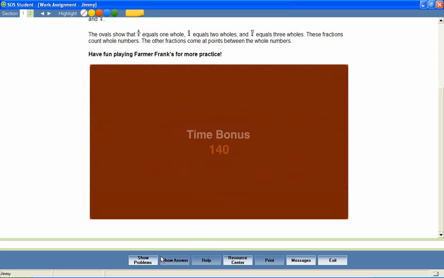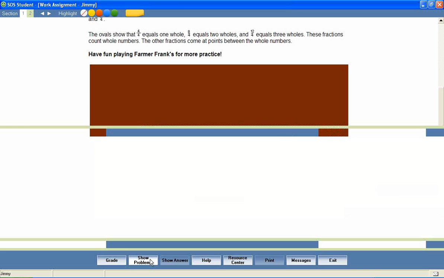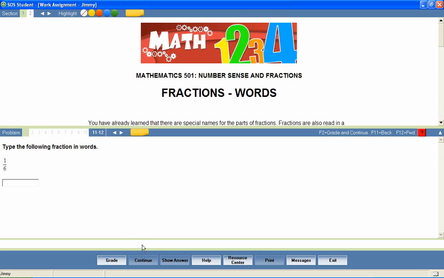At the end of the lesson, the student is presented with a series of questions that provide a review of lesson content. Questions are presented in a variety of formats, including matching, fill in the blank, true and false, sequencing, multiple choice, click and place, essay questions, and many more.